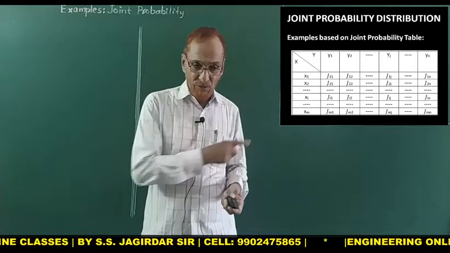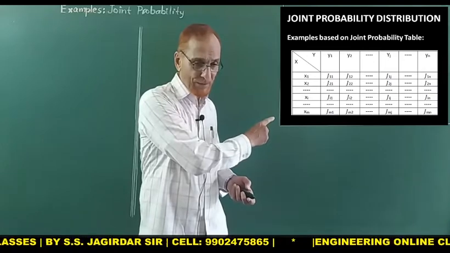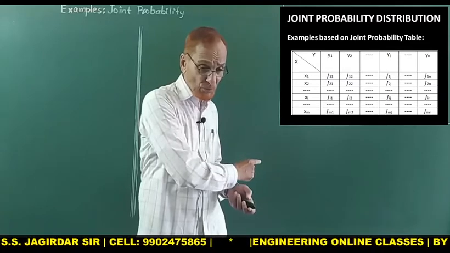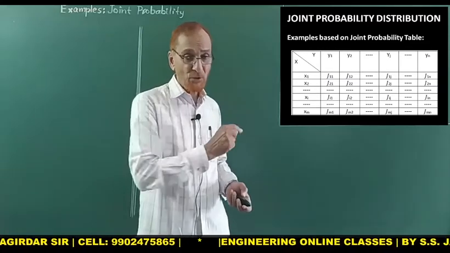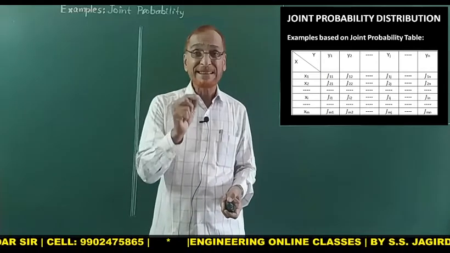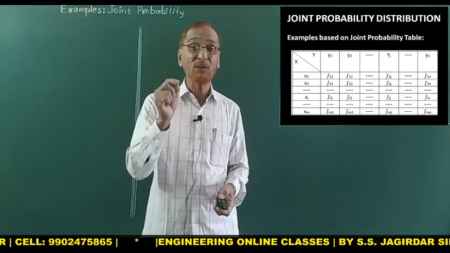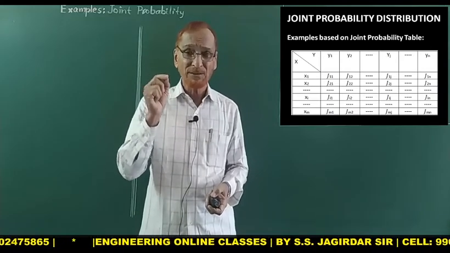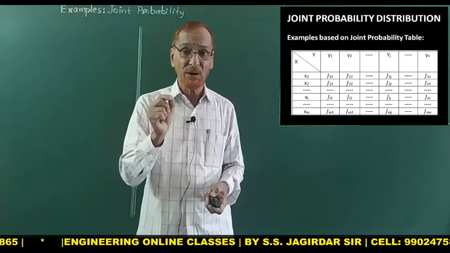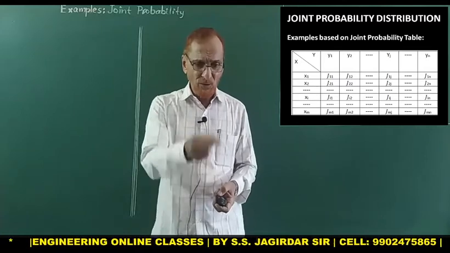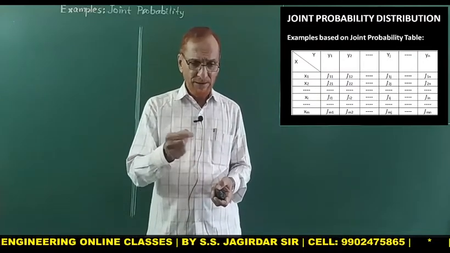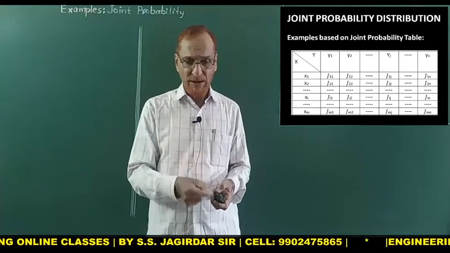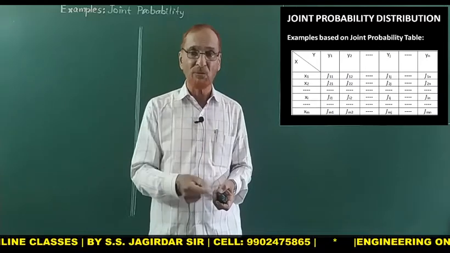Along the column, that is y1: j11, j21, ji1, up to jm1. When you add all these values, you will get g(y1). g(y1) is the symbol for the marginal distribution function of y1. Similarly for y2, in the next column you add up j12, j22, ji2 and jm2. This way you add all values against the y2 column.